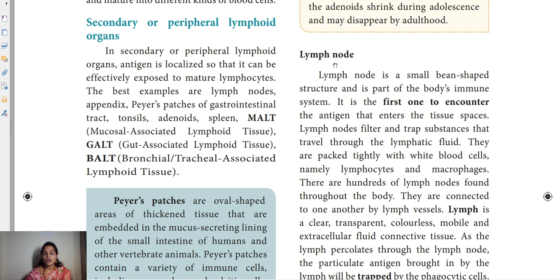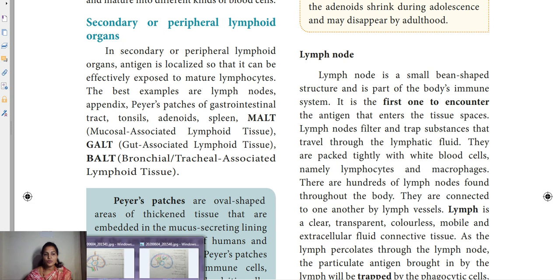Immune power means, if any antigen or pathogen enters our body, what will happen? Our immune system will produce antibodies to destroy the pathogen or antigen. In that way, our immune system works against that antigen. Here, the lymph node plays a major role in this immune system, so we are going to discuss the structure of the lymph node first.